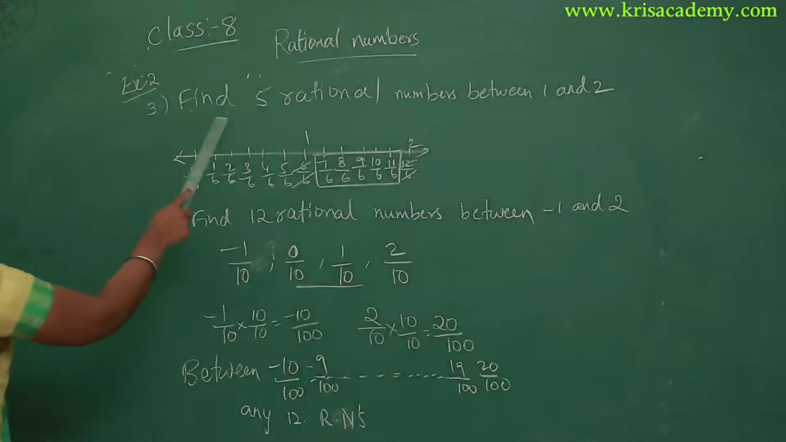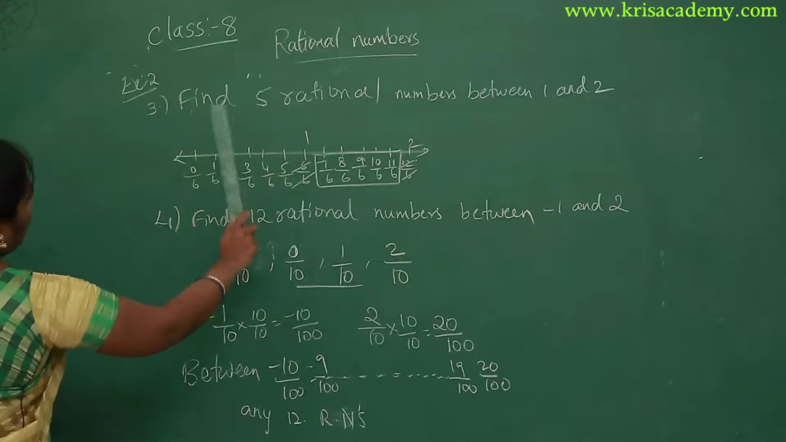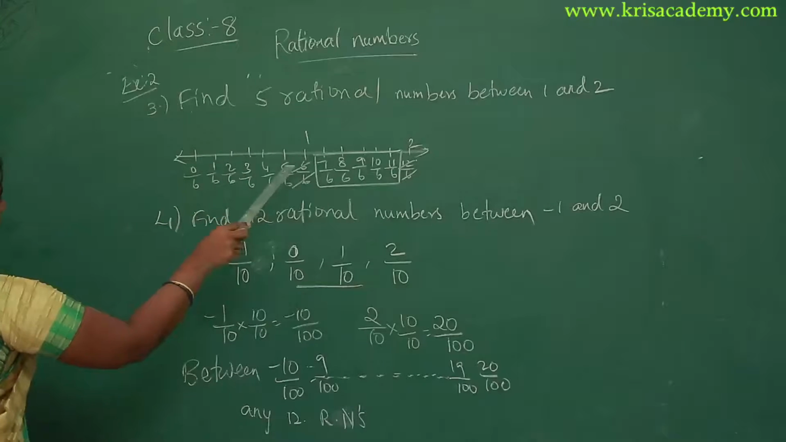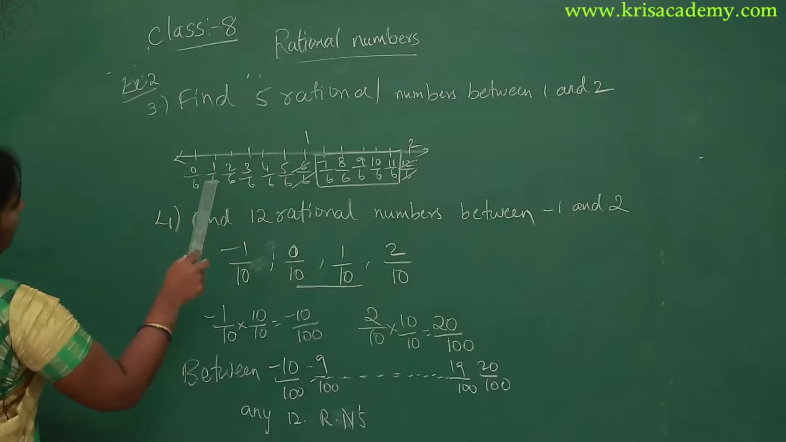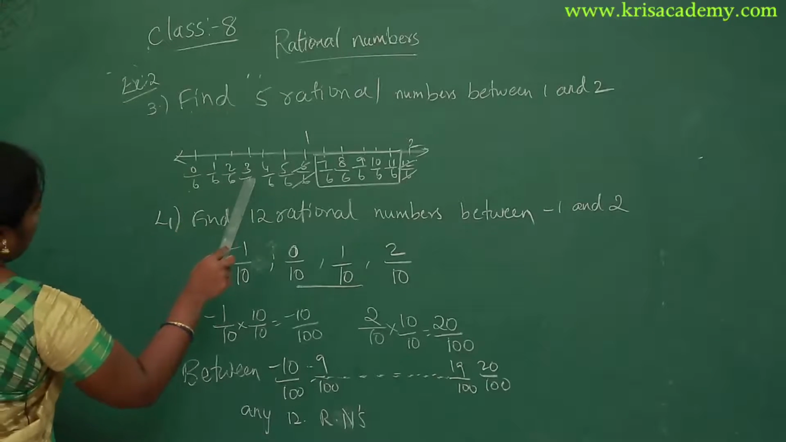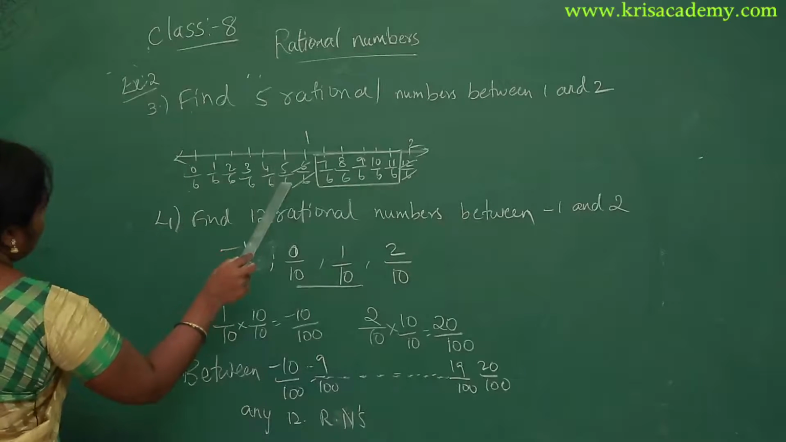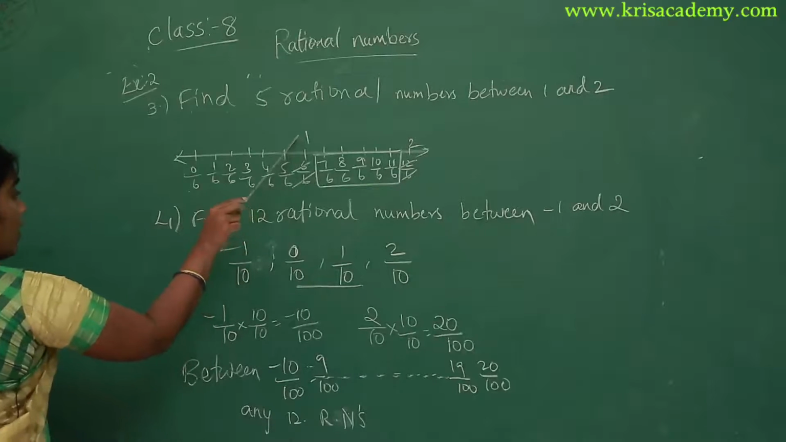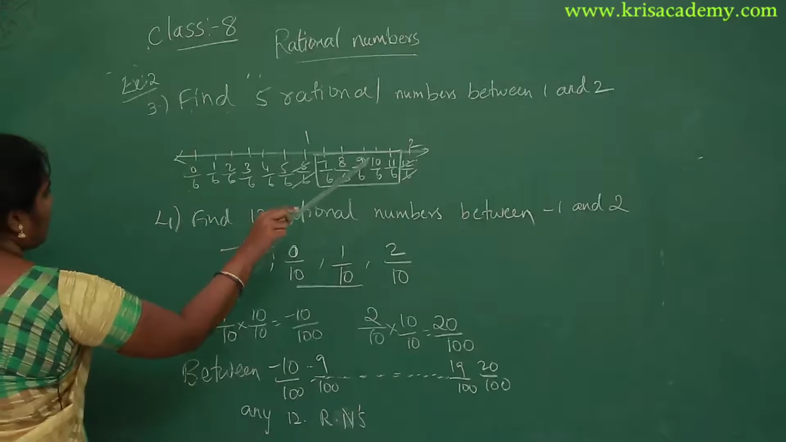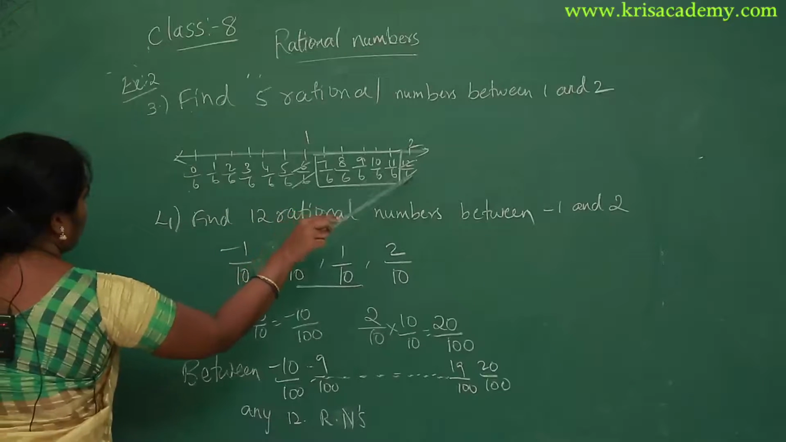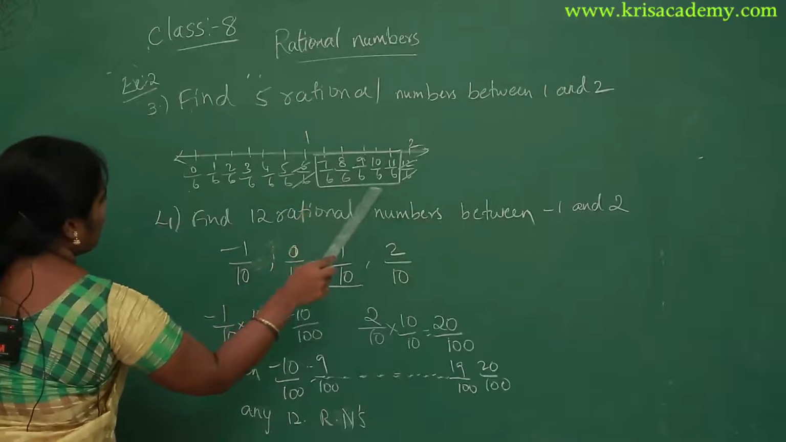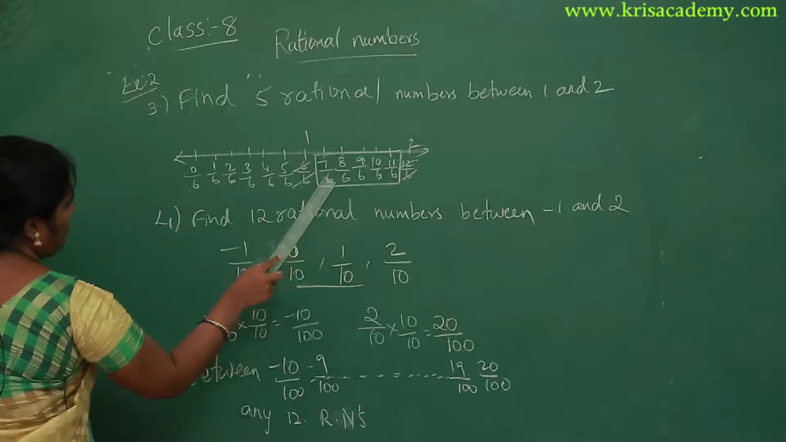So third problem is find 5 rational numbers between 1 and 2. Since they gave here 5, divide by 6 because then only we will get 5 parts. 0 by 6, 1 by 6, 2 by 6, 3 by 6, 4 by 6, 5 by 6, 6 by 6 is 1. After 6 by 6 continue 7 by 6, 8 by 6, 9 by 6, 10 by 6, 11 by 6, 12 by 6 which is 2. So between 1 and 2 we have 5 rational numbers. So this is your solution.